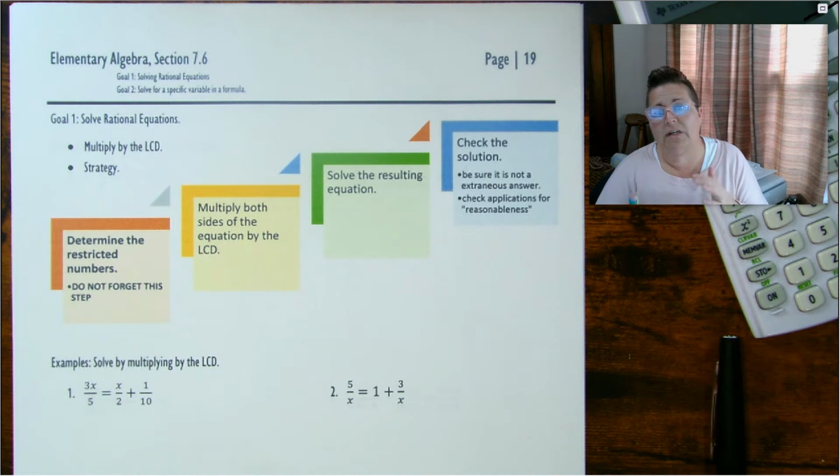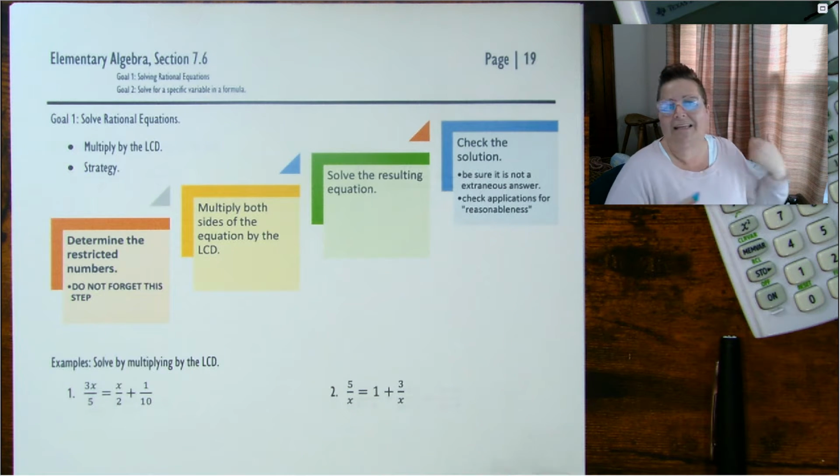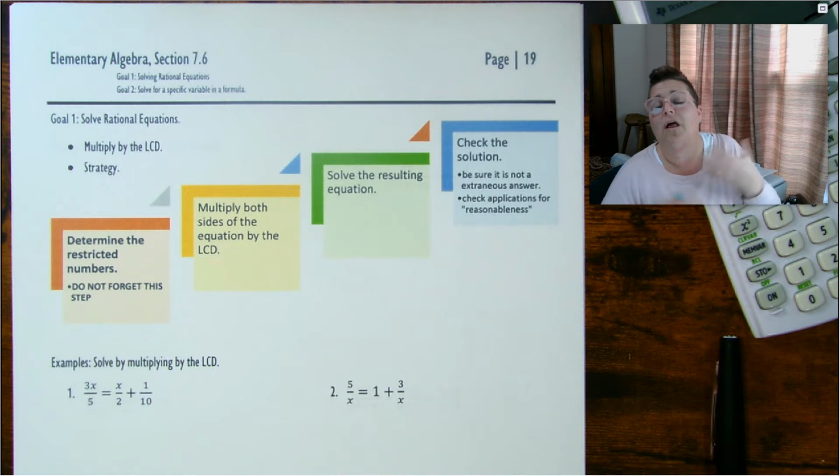But the other thing we want to do is check any application problem for what's known as a reasonable answer. If they say, how long will it take you to get from point A to point B, and you get a solution of -20, time doesn't flow backwards. So we can't have a negative answer for a lot of applications in mathematics. So we need to make sure that we knock out that solution in terms of its reasonableness. That's what we mean.